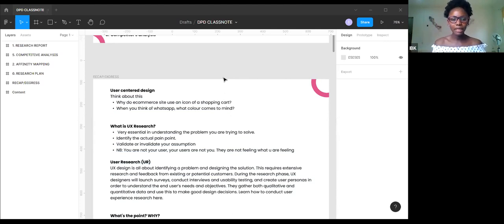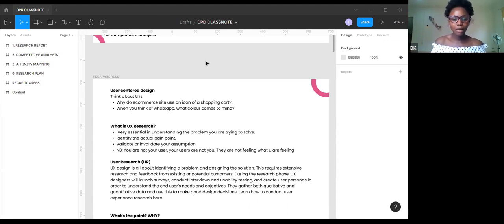And what does that mean? It means that everything from start to finish, everything is about the user. There's nothing that you're doing because you want to do it. You're doing it because it will make the user's experience better. Everything is basically for the user experience.